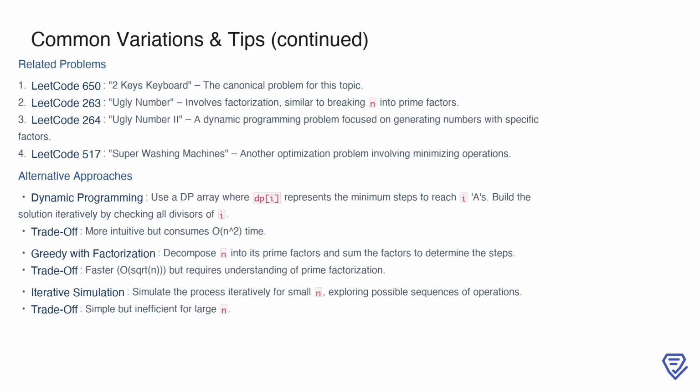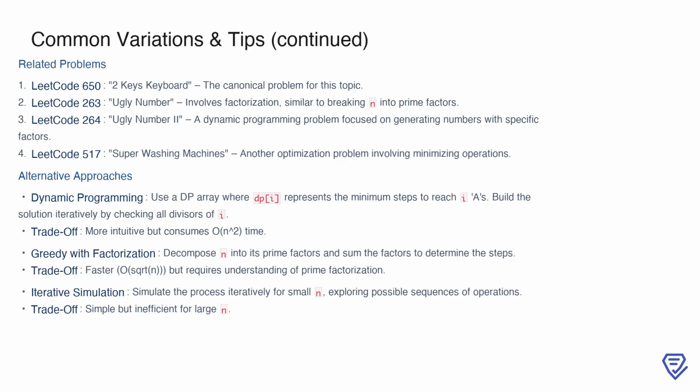This problem connects to several related topics in LeetCode. The most directly related is LeetCode 650 itself, the 2 Keys Keyboard problem. Other problems, like LeetCode 263, Ugly Number, also involve factorization concepts, specifically breaking numbers into prime factors. Similarly, LeetCode 264, Ugly Number II, focuses on generating numbers with specific factors using dynamic programming. Another relevant problem is LeetCode 517, Super Washing Machines, which involves minimizing operations, a theme shared with this problem.